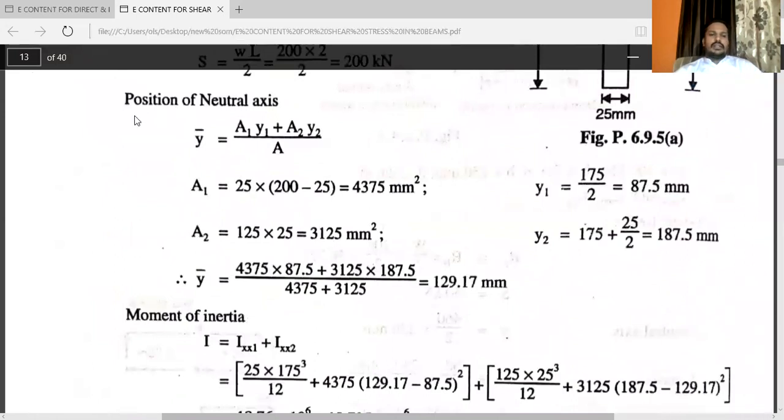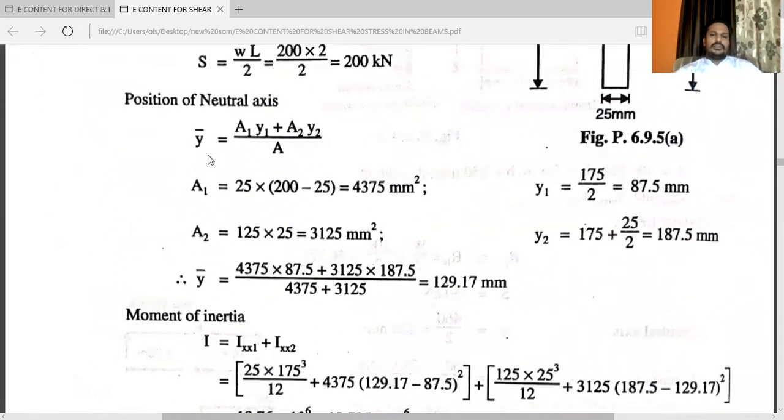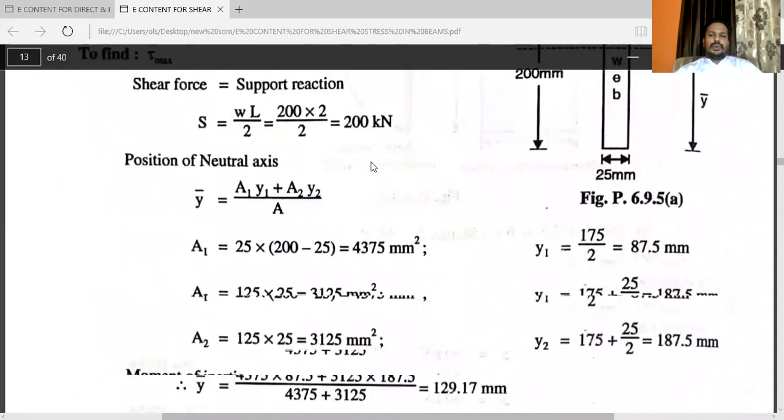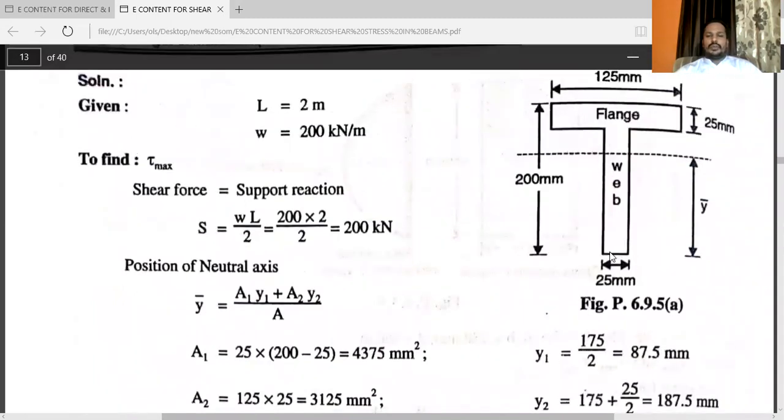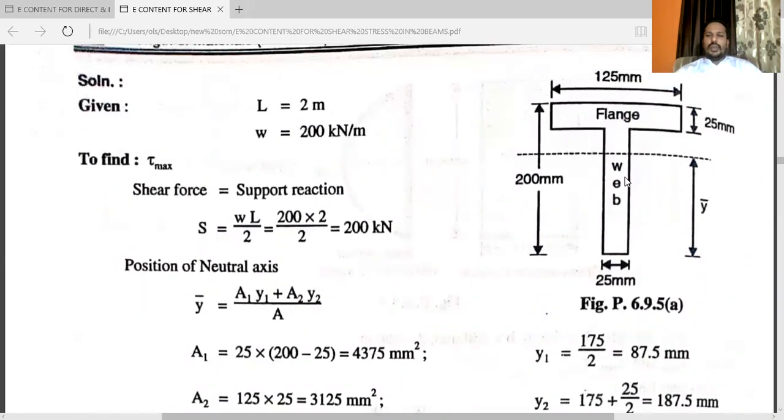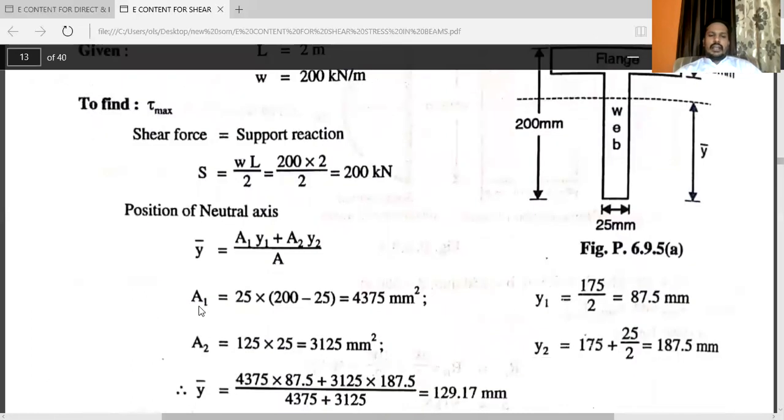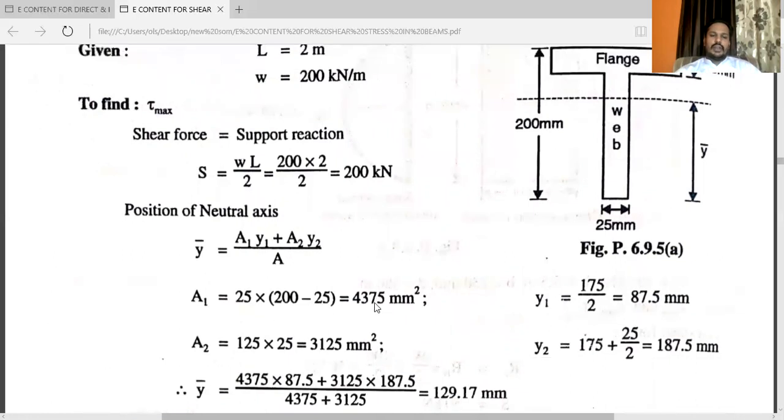So next, that is position of neutral axis. For that, you know how to calculate the area. For area calculation, 25 into 175, that is A1, web, and another one, that is flange. We have the dimension of 125 into 25. After that, you will get the area 125 into 200 minus 25, that is 175. You will get the answer 4,375 mm square. A2, that is 125 into 25, is equal to 3,125 mm square.